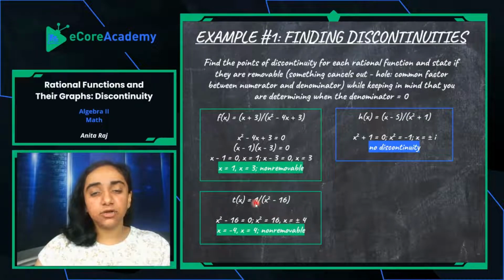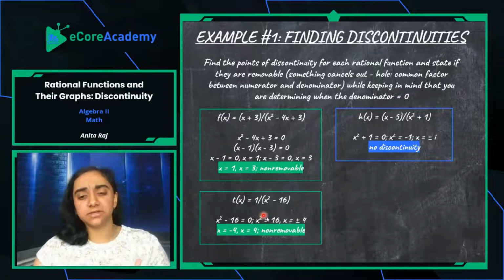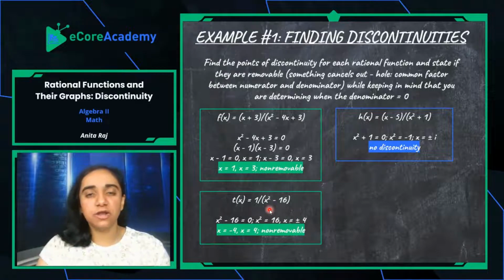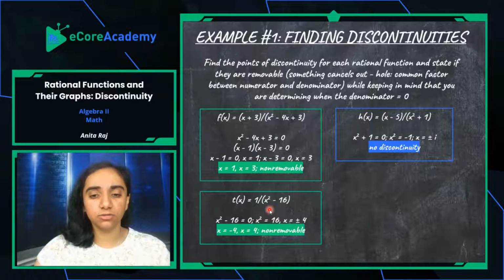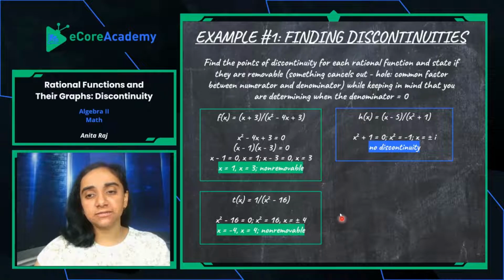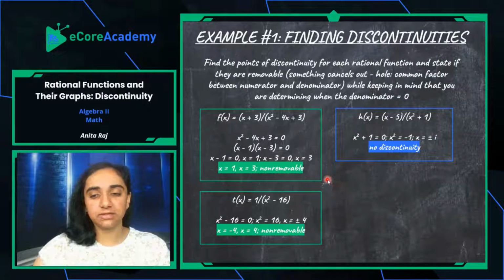As you can see, the numerator is 1, so we already know that there are going to be no common factors between the numerator and denominator, so there are going to be no holes in this. So we end up getting this answer as the two vertical asymptotes. So there's x equals negative 4 as one of them, and x equals 4 as the other vertical asymptote. Because they're vertical asymptotes, they are non-removable discontinuities.